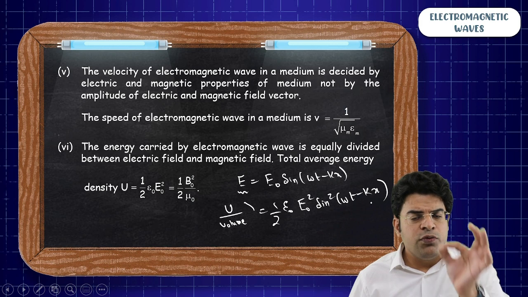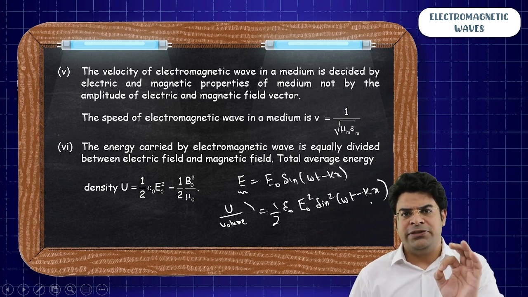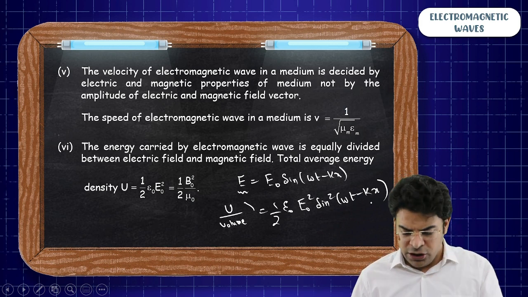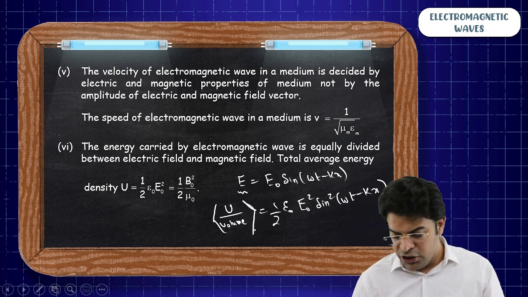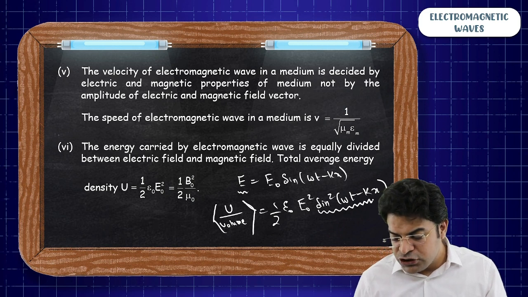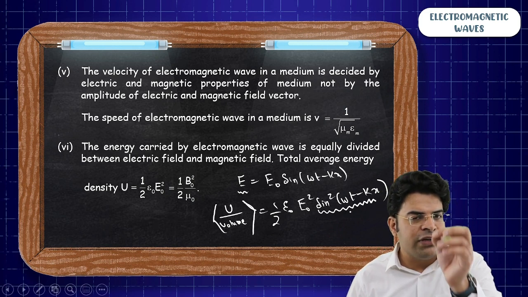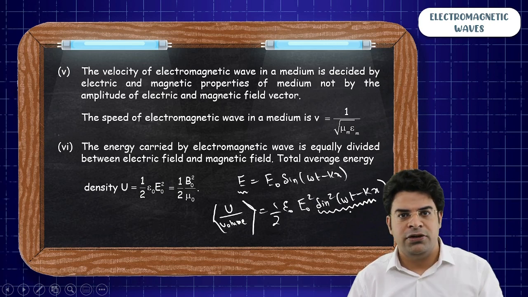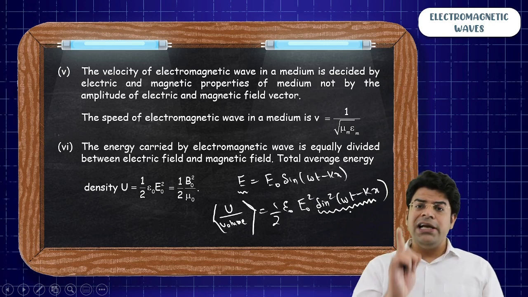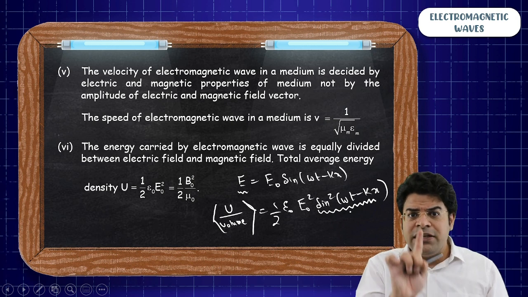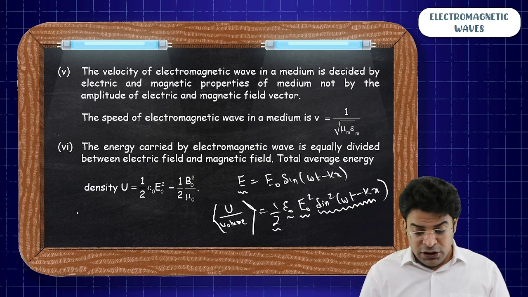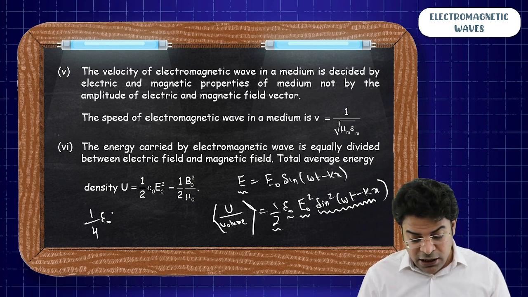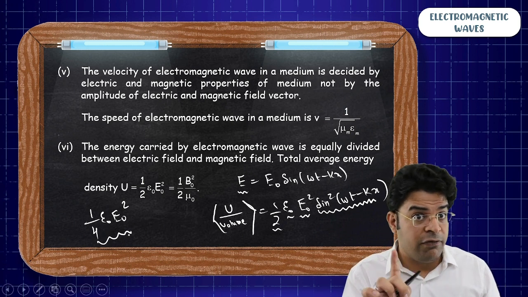Now if I ask you what is the average energy density because of electric field at this point, so when you find the average energy stored per unit volume due to the electric field, you need to take the average value of sine square omega t minus kx, and the average value of sine square omega t minus kx is half. So what you get, only due to the electric field, the average energy density at a place is half epsilon naught E naught square into half. So that comes out to be 1 by 4 epsilon naught E naught square. This is the energy only due to electric field.